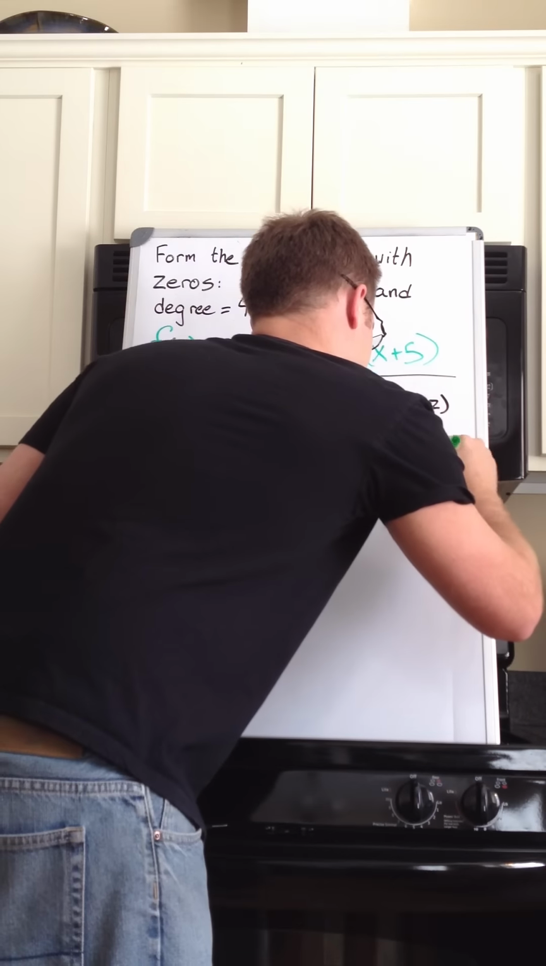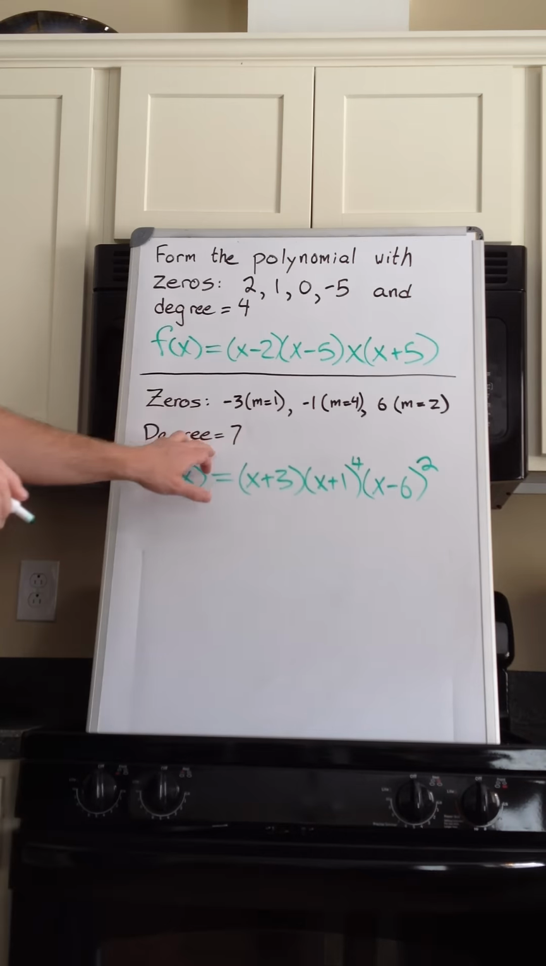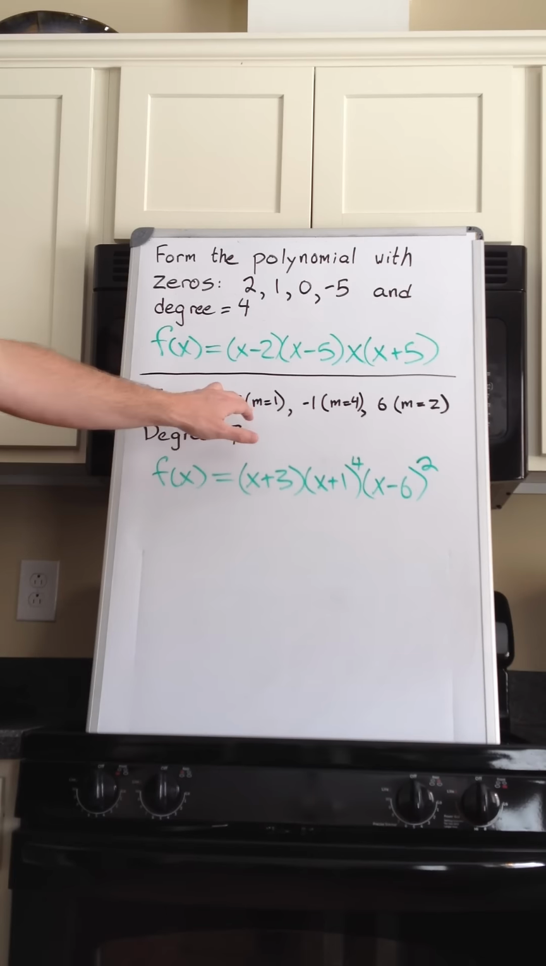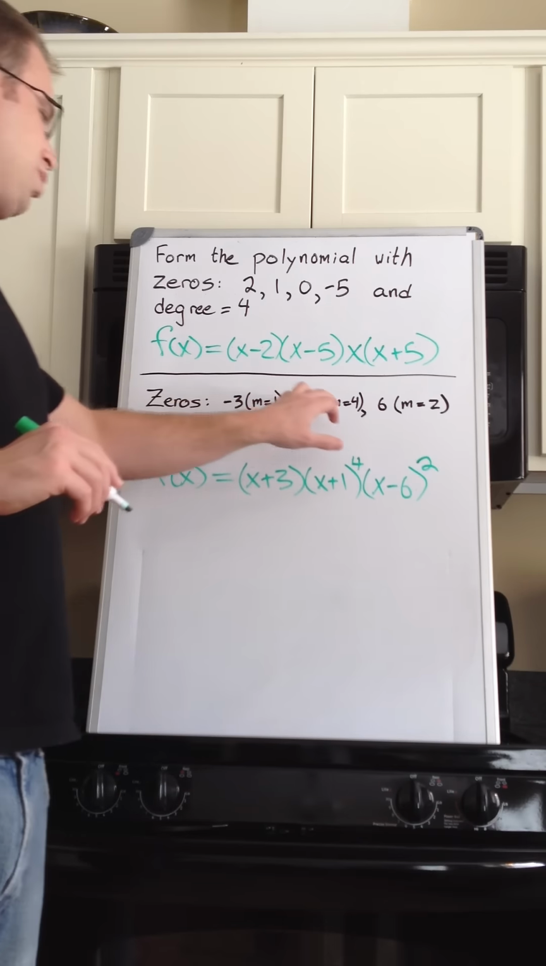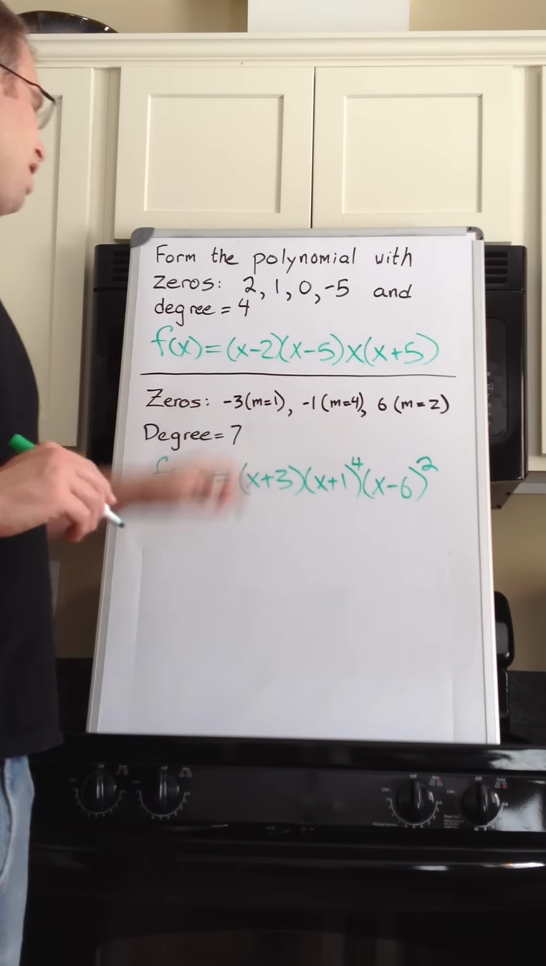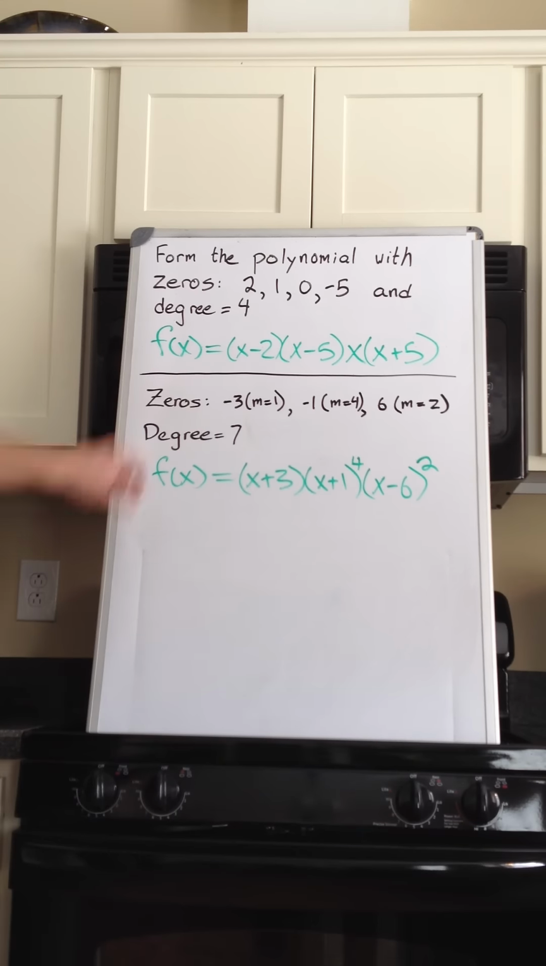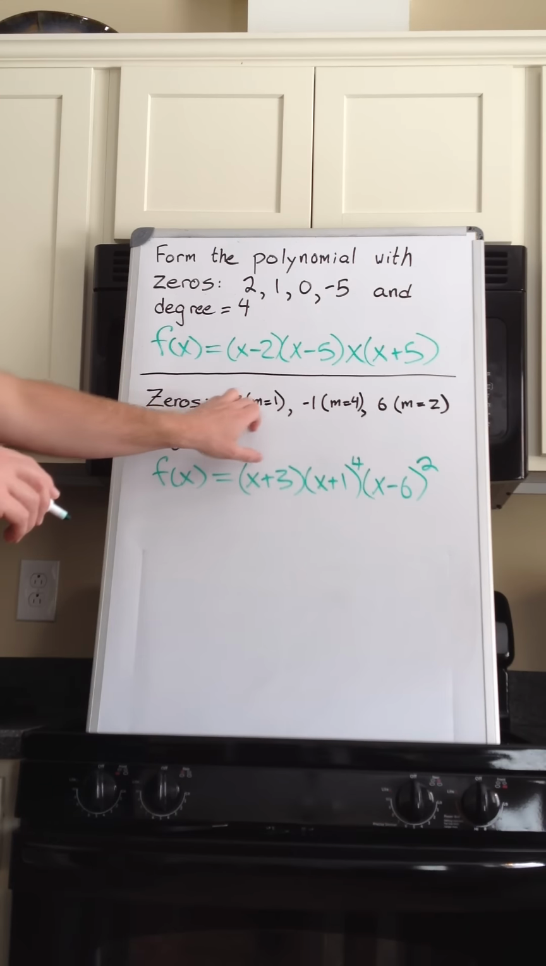right here. Okay, now it says the degree has to be 7. This is redundant because it specified the multiplicity for each one of these factors, so we already know the degree has to be 7, but I wrote it anyway. Because the multiplicity has to be 1, 4, and 2.